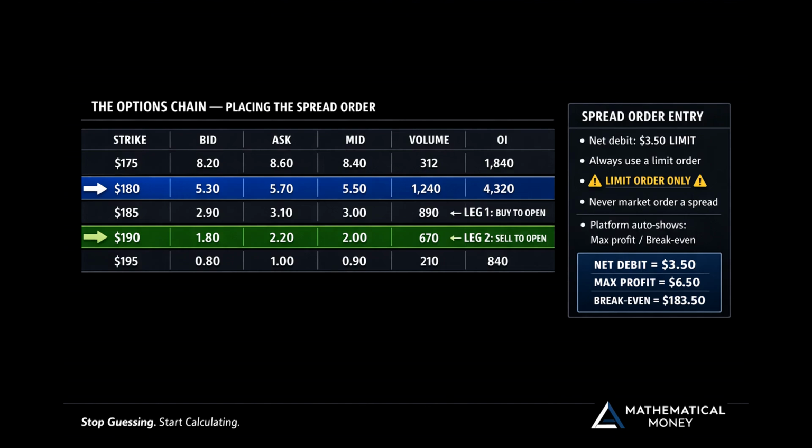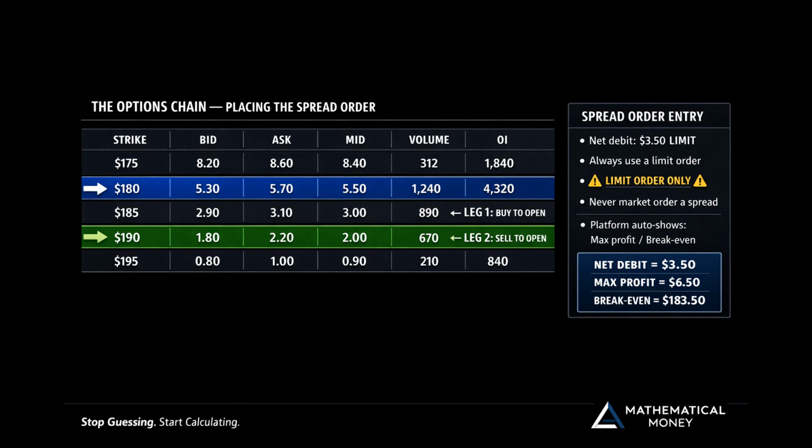On the Tiger Brokers options chain, navigate to the 45-day expiry. Go to the call side. At the 180 strike, bid $5.30, ask $5.70, mid-price $5.50. This is leg 1, buy to open, 1 contract. At the 190 strike, bid $1.80, ask $2.20, mid-price $2. This is leg 2, sell to open, 1 contract.